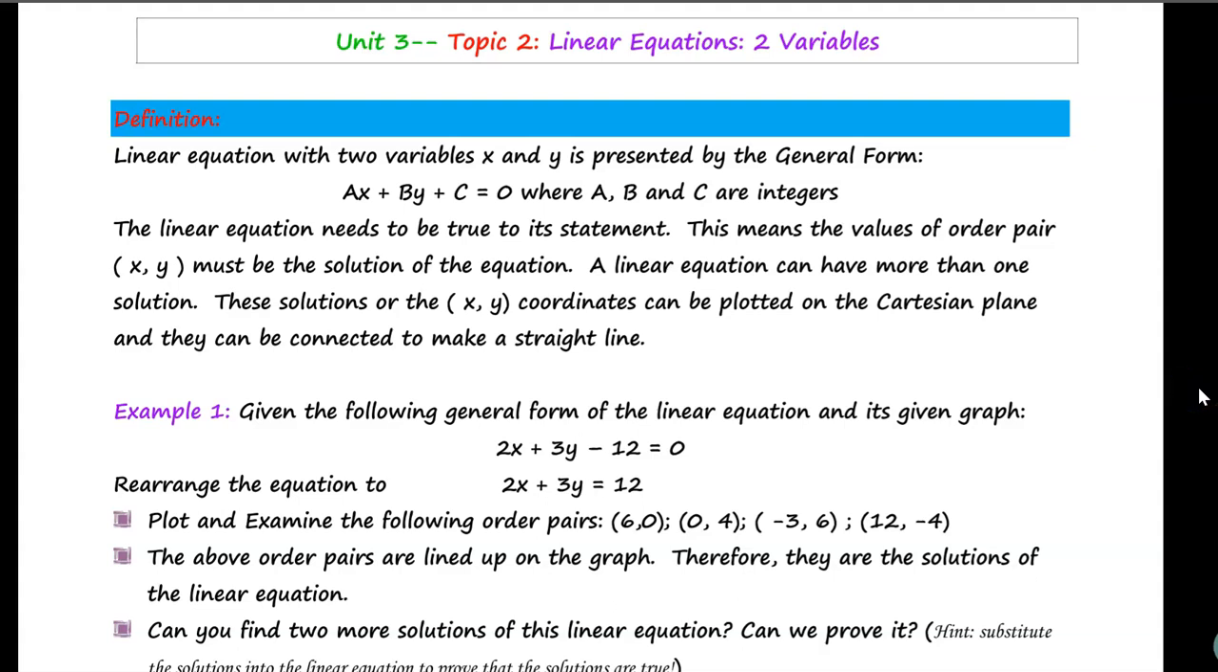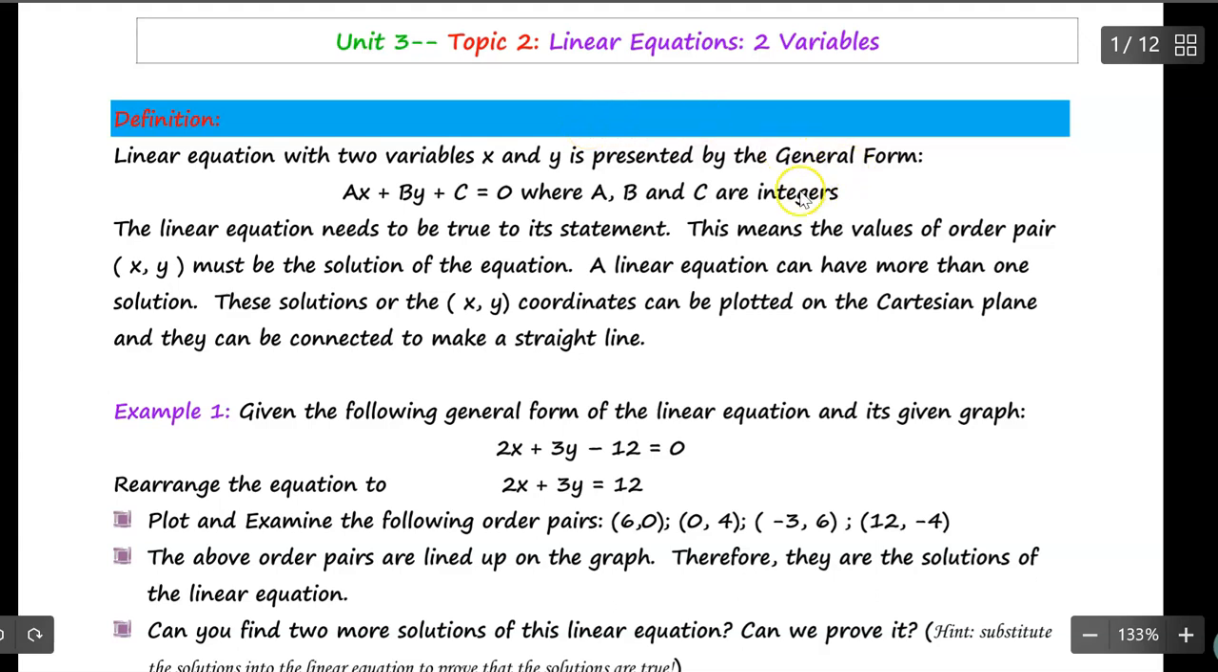Hello everyone. In this video, we will learn linear equations with two variables. When we talk about linear equations, we are talking about a straight line on the Cartesian plane. The word linear here is very important. Linear represents a straight line.